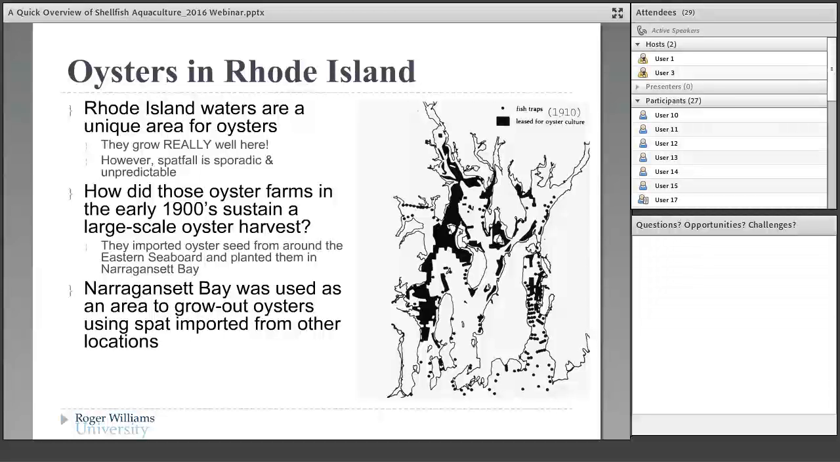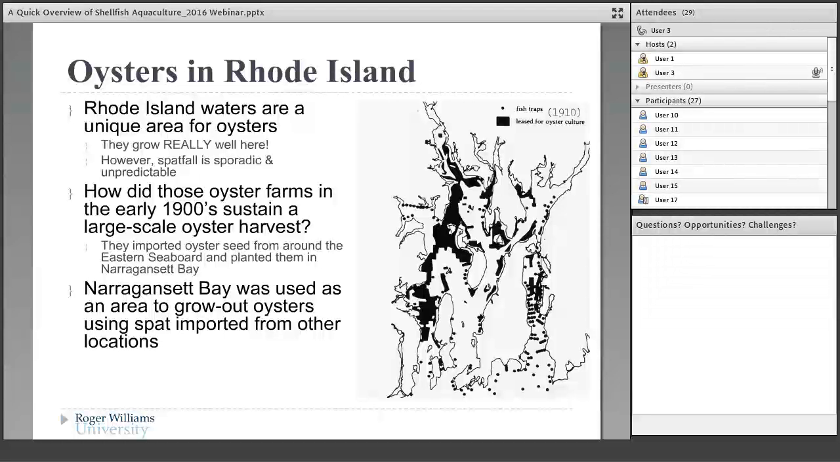However, while the juveniles grow well, it's very unpredictable and very rare that we have any kind of significant spat fall, where the natural oyster populations are going through any kind of recruitment into a wild fishery. So you may ask, if that's the case, then how did those oyster farms in the early 1900s sustain themselves?